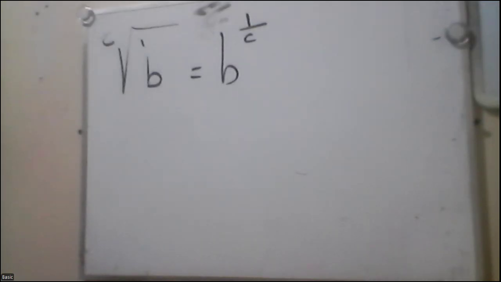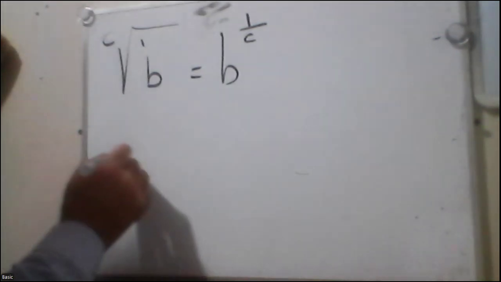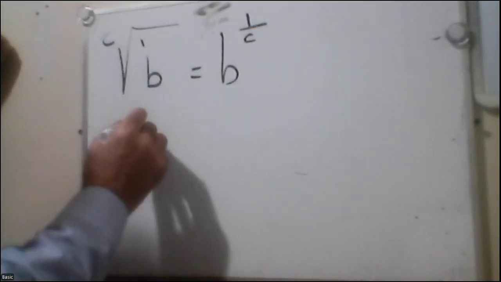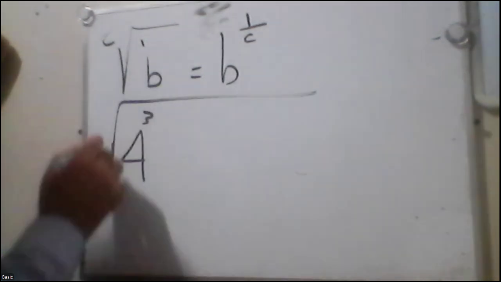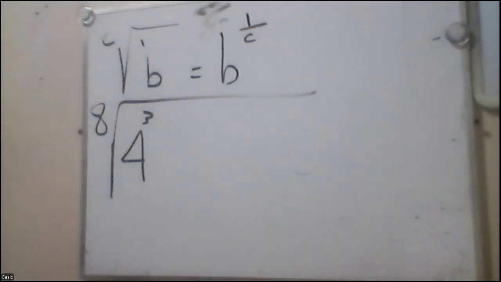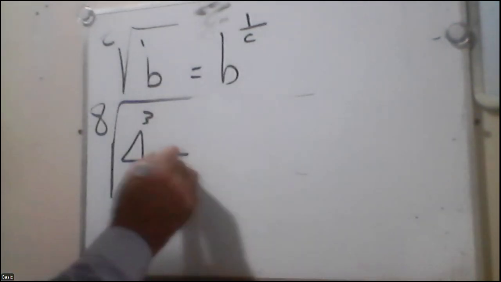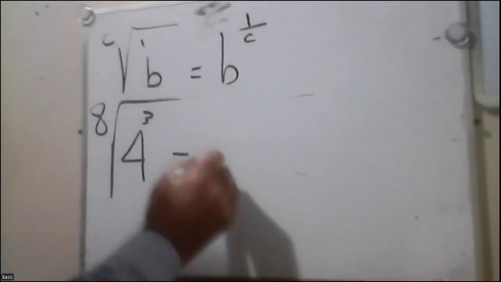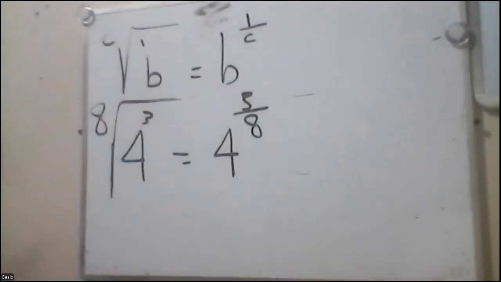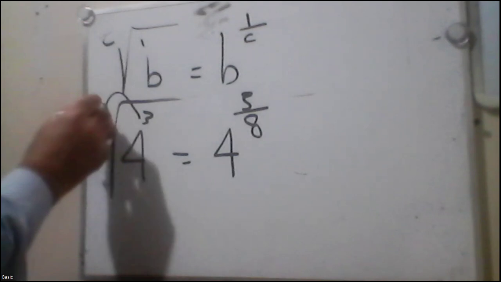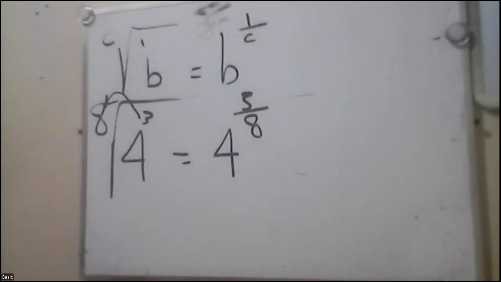So if I say as an example now, let's say this is 4, and here 3, and inside the root, outside the root 8. So this will equal, I will remove the root and say 4 power 3 divided by 8. The internal divided by the external.